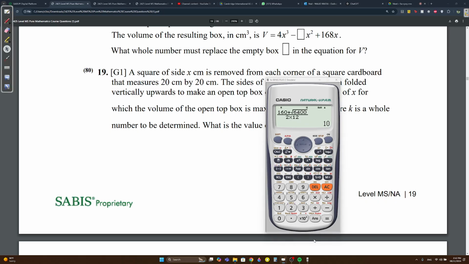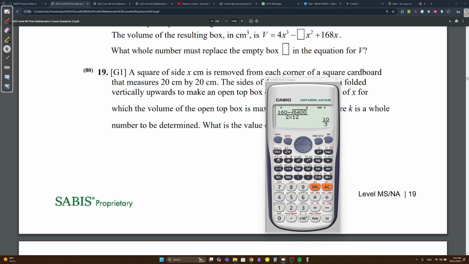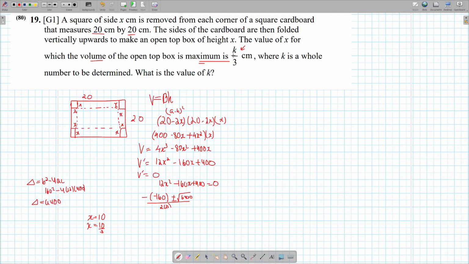And our second solution, hold up. We have to make it minus, yeah? 10 over 3. Really? Okay. Okay, Henry, they're saying maximum, right? Remember, we got our two solutions, and they're saying maximum. So we have to test both in the volume and see which one gets me a maximum value.